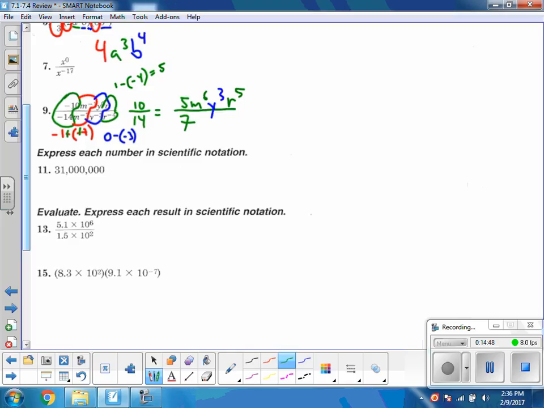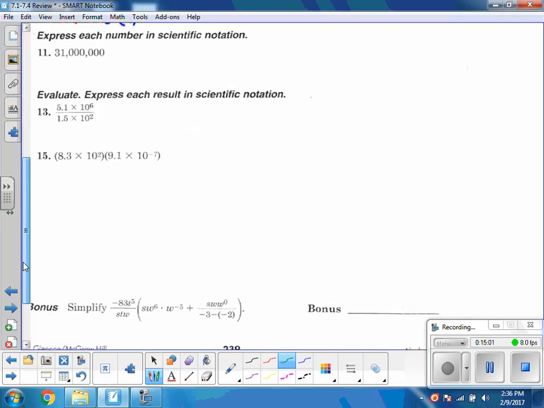So this ends up being 5 m to the 6th, y to the 3rd, r to the 5th, all over 7. Let me check if that's the right answer. Woohoo! That's what I got. Sweet bucket of lava. All right, keep practicing this stuff.